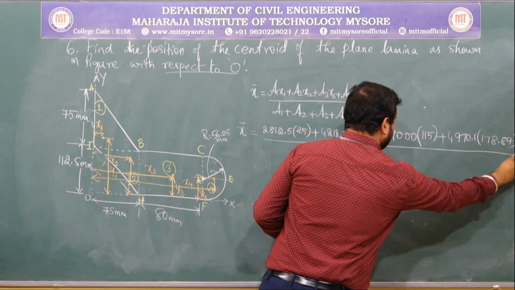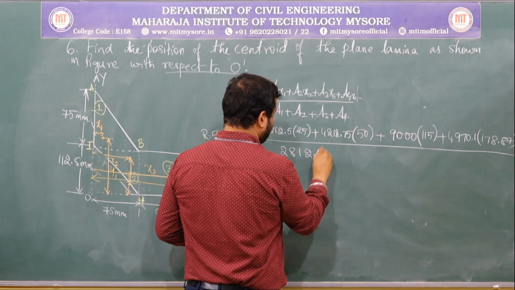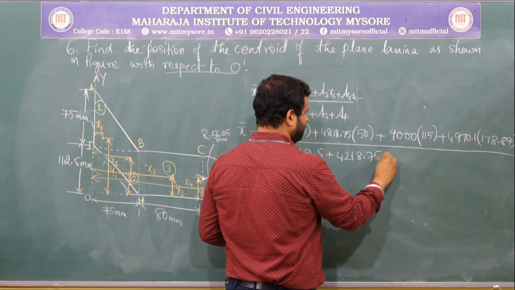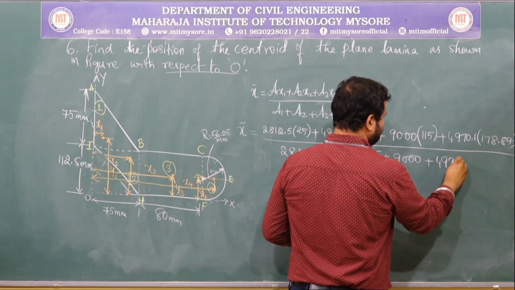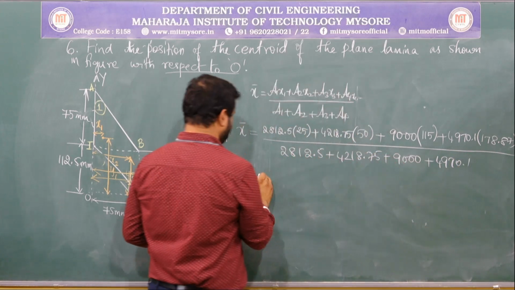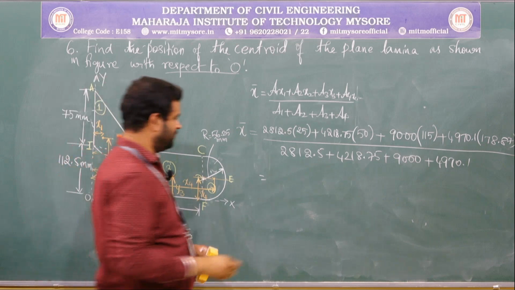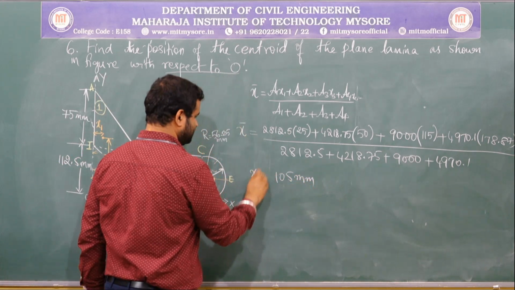The whole divided by 2812.5 plus 4218.75 plus 9000 plus 4970.1, which is equal to 105 mm, which is x bar.